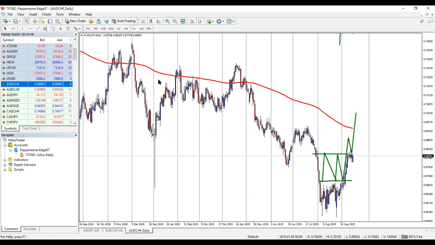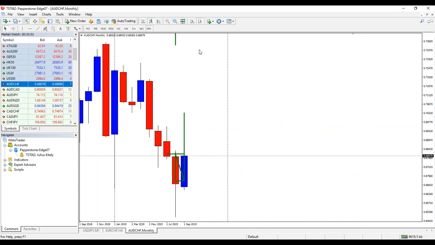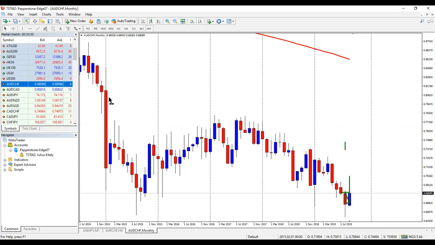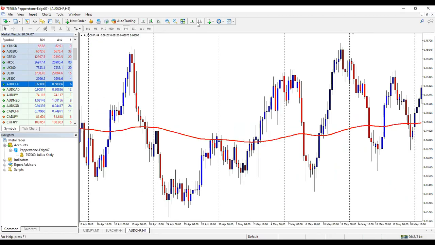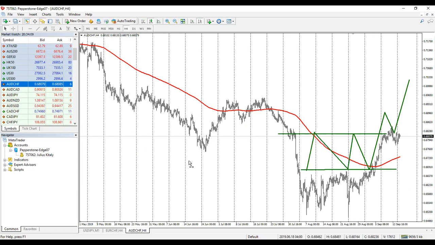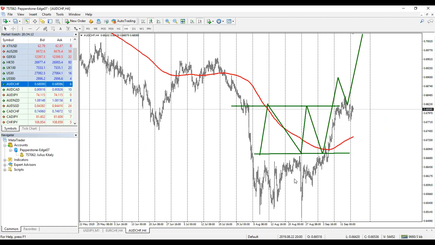Maybe if we consider Australian dollar Swiss franc. If we check it on the monthly time frame, it is the same as GBP USD. It touched almost the all-time low. And now you can see on the larger time frame it is creating a W pattern, but on the smaller time frame we have this kind of structure. We had a range market down here, guys. Then boom. So the market at this point will do some kind of retest before continuing with the uptrend.